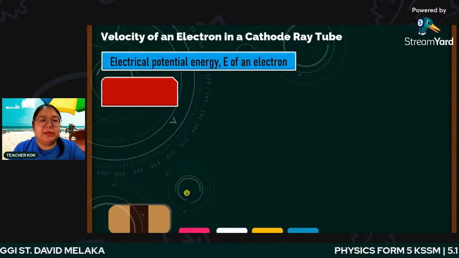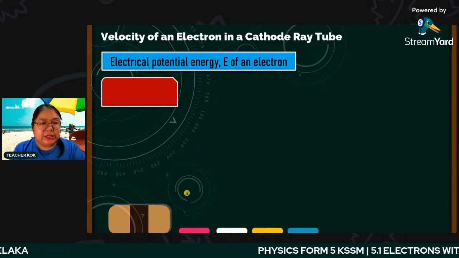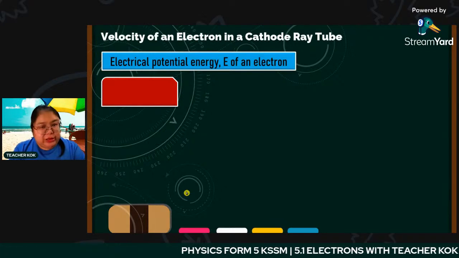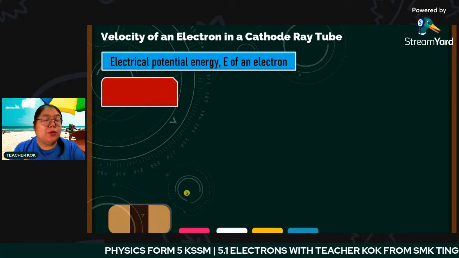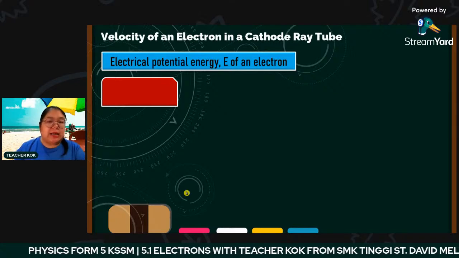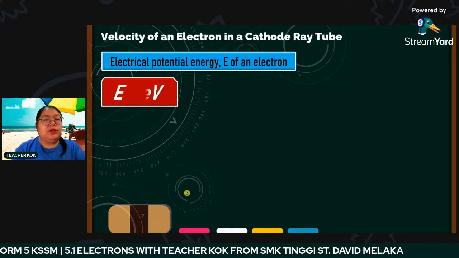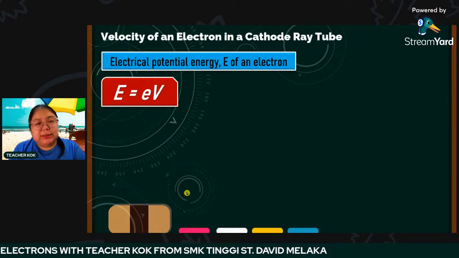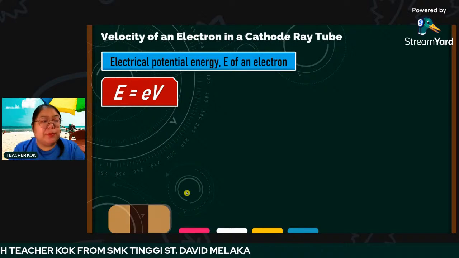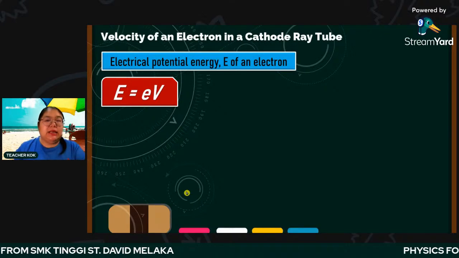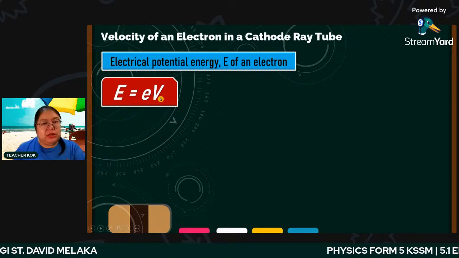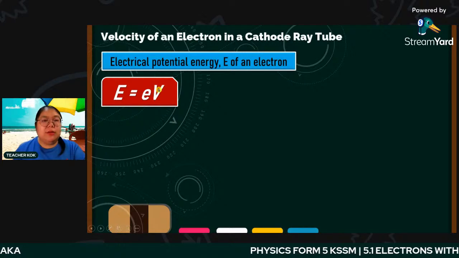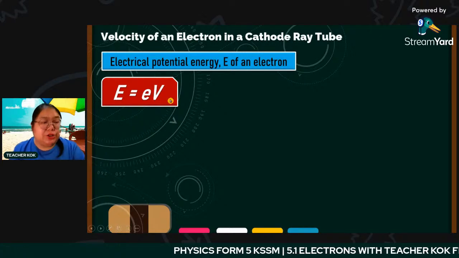Now we are going to see the electrical potential energy, E, of an electron. We are going to see how to find the electrical potential energy. The formula should be capital E, where capital E is the electrical potential energy, equal to eV: electron charge multiplied by the potential.